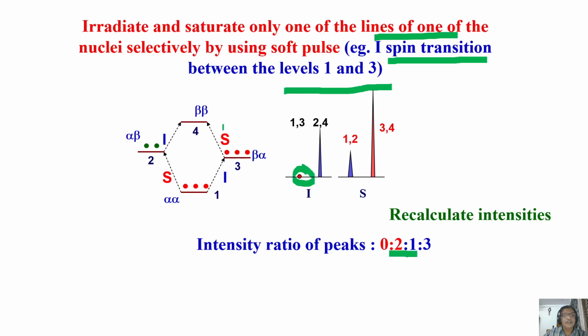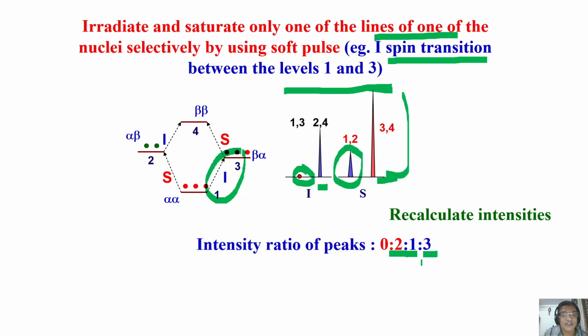And this one, S transition 3 to 4, is 3. Fantastic, is it not? What did we do? You saturated only one of the transitions and see the effect is there on other transitions. This transition did not get affected. I did disturb I spin energy state, I spin population, but S spin is also getting affected. See, this intensity came down by half. It was 2, 2, 2, 2 all along in the previous case. All were equal intensity. Now this became 1 and this became 3.